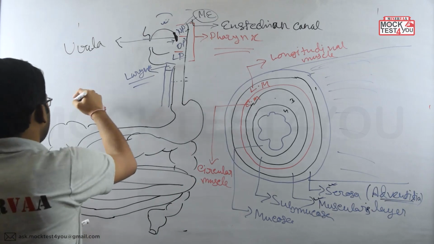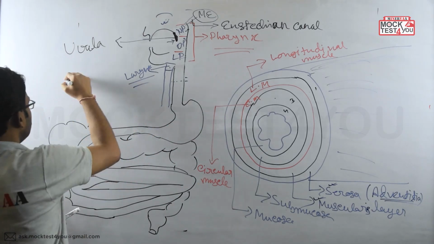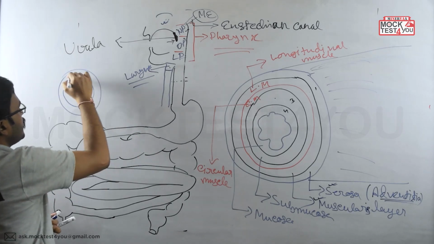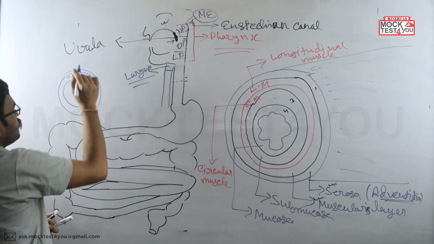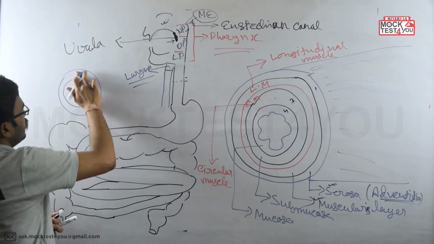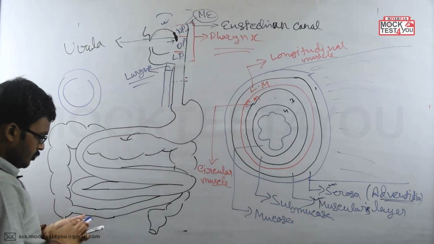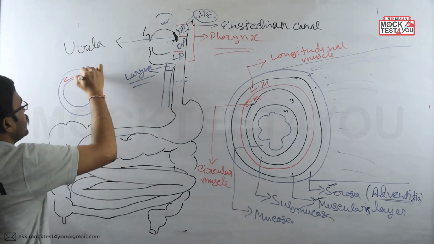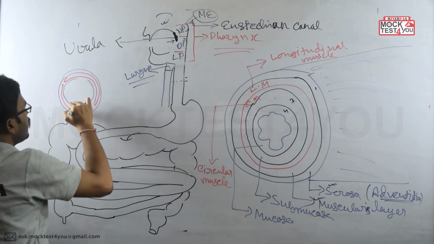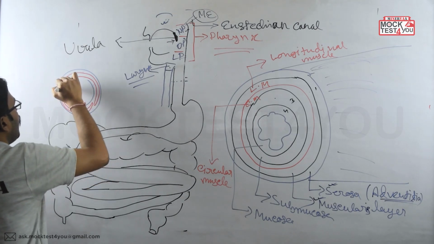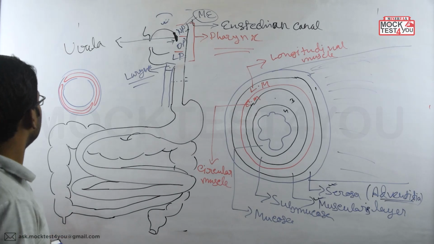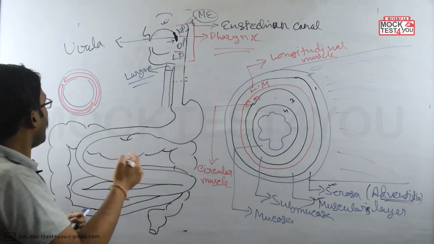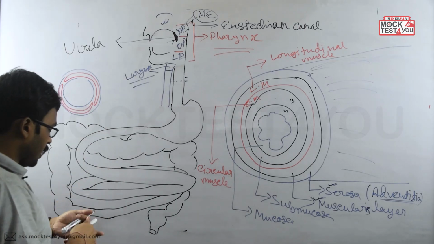Here in the circular muscle layer, what are we getting? If this is the muscularis layer, here the muscles are arranged in this way, okay. Let me use another ink. So the muscles are arranged in this way. That's why these are called circular muscles, okay, clear.